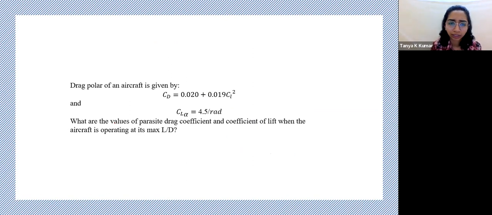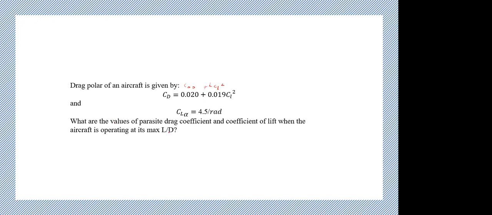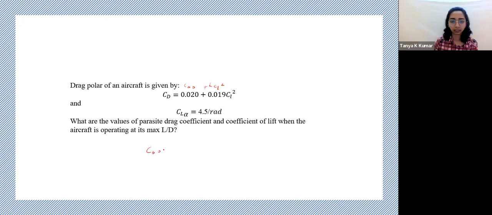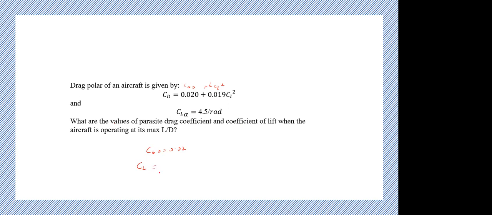Then the drag polar of an aircraft is given by the same drag polar equation. They've also given you a lift curve slope. What is the value of the parasitic drag coefficient? This is CD naught plus K CL square. So what is the parasitic drag here? CD naught is 0.02. And what is the coefficient of lift when it's operating at max CL by CD? We've done this question a lot of times. What is the CL at L by D max?